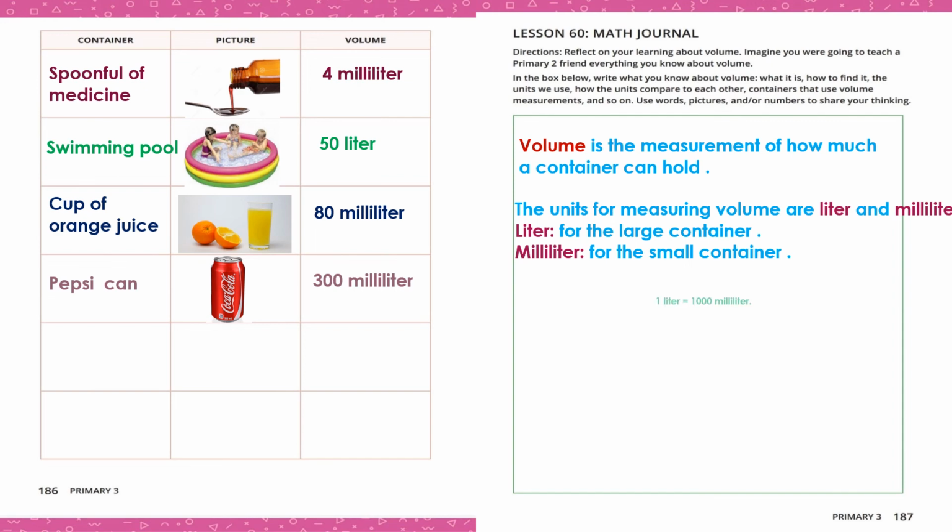Number 3, the relation between the liter and the milliliter. 1 liter equals 1000 milliliter. These points, they're very important.